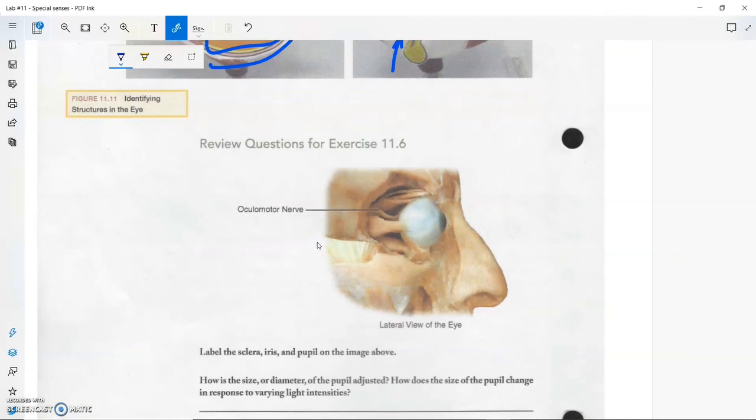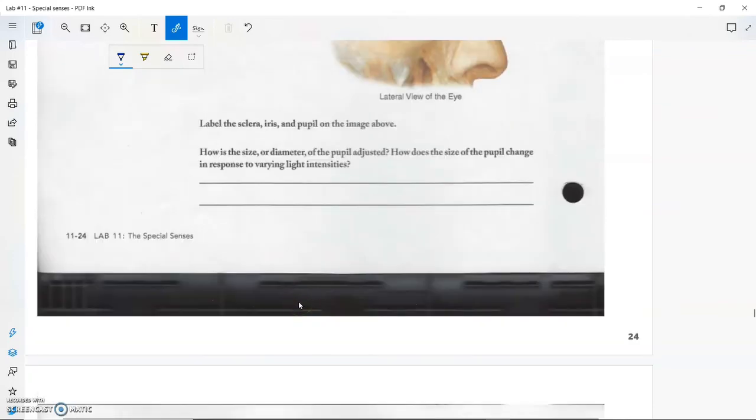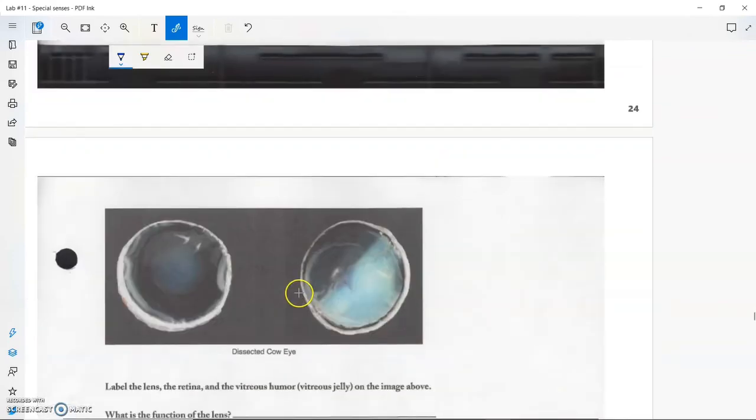So sclera, iris, and the pupil. Well, pupil is the dark spot. Sclera is the white of an eye. Iris is that gray area around the pupil. Diameter of a pupil is adjusted by iris. Iris is two muscles, circular sphincter pupillae and radial dilator pupillae, that will constrict. When sphincter constricts, it makes pupil smaller. When dilator constricts, it makes it larger. So the higher the intensity of light, the narrower the pupil.